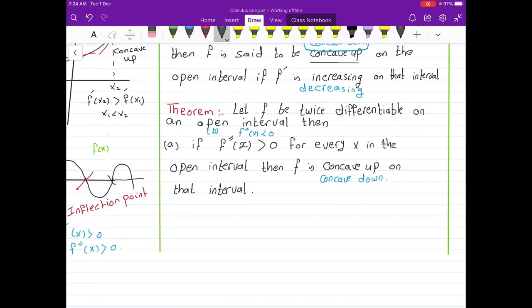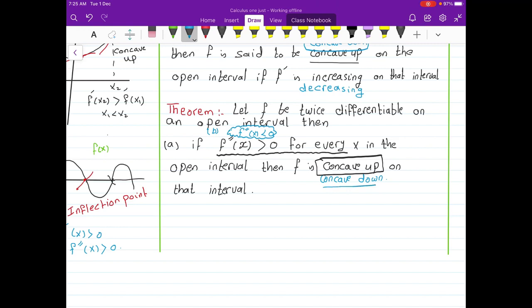So let f be twice differentiable. Twice differentiable means f prime and f double prime exist on an open interval. Then if f double prime of x is positive for every x on the open interval, then f(x) is concave up. If the sign of f double prime is positive, the function is concave up. And if the sign of the second derivative is negative, then we say that the function is concave down.